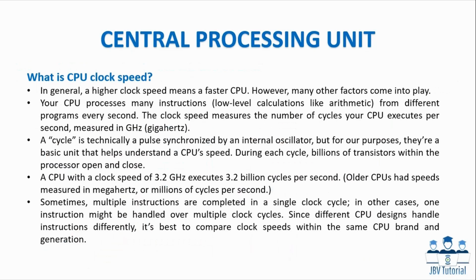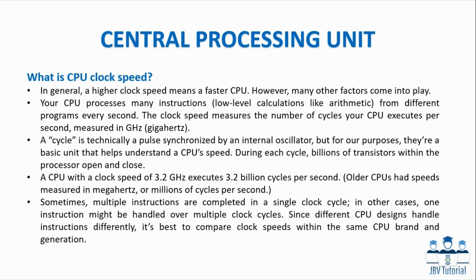What is CPU clock speed? In general, a higher clock speed means a faster CPU. However, many other factors come into play. Your CPU processes many instructions, low-level calculations like arithmetic, from different programs every second. The clock speed measures the number of cycles your CPU executes per second, measured in GHz, gigahertz. A cycle is technically a pulse synchronized by an internal oscillator, but for our purposes, it's a basic unit that helps understand a CPU's speed.